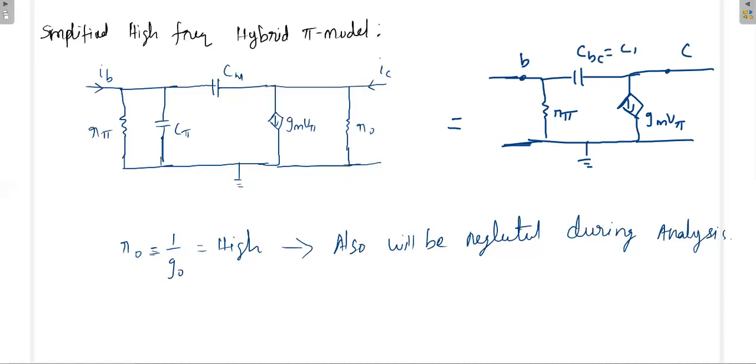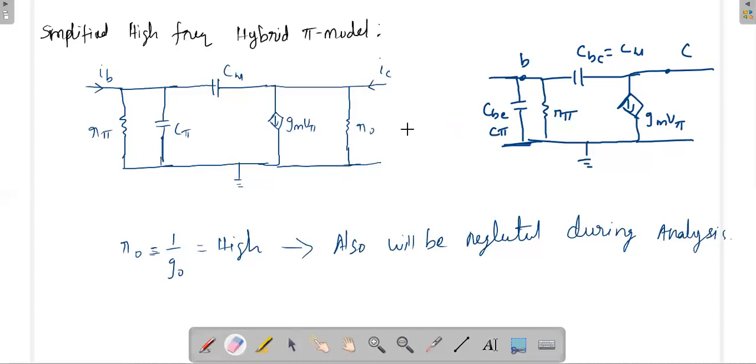Then we have included one more capacitance at the input side. That capacitance is CBE, or we can call it C pi. This is the modification. At low frequency, we are not considering these capacitances, but at high frequency, we are considering them, because that effect is severe at high frequencies.